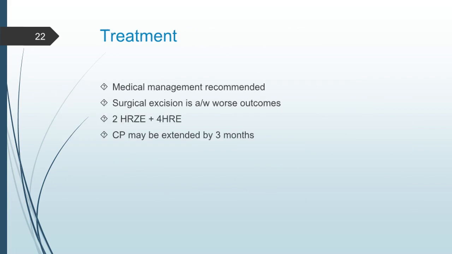LNTB primarily requires medical management. Adjunct surgical excision is generally associated with worse outcomes. LNTB patients can be managed at the primary care level. 6 months ATT standard first-line regimen is recommended for peripheral lymph node TB. Initial 2 months as intensive phase, continuation phase from 3rd month onward, for 4 months.